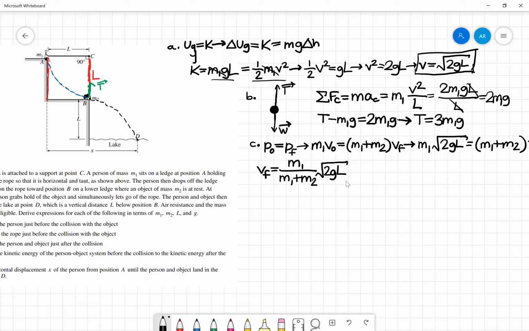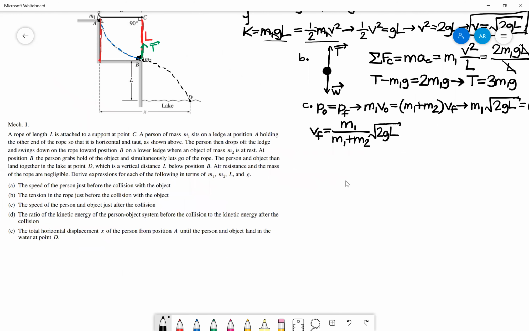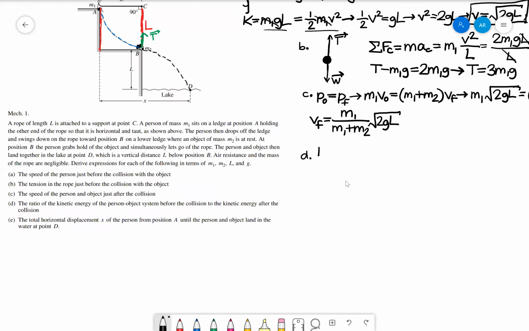Part D asks for the ratio of the kinetic energy of the person-object system before the collision to the kinetic energy after the collision. So we're looking for the ratio of the initial kinetic energy over the final kinetic energy. We're looking for this fraction. Now, how do we go about doing this?